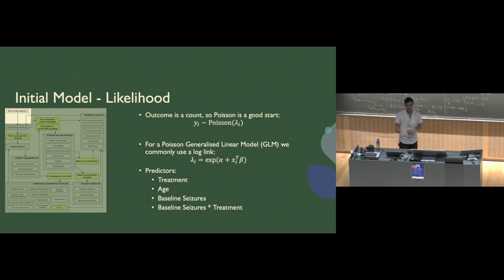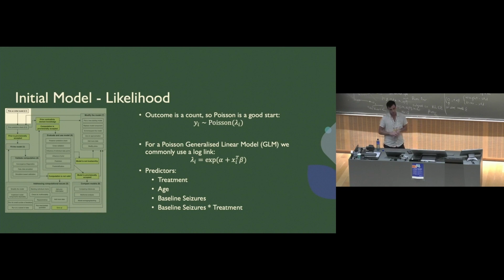When we use this in a Poisson context, we need these to be positive because if lambda is specifying the mean of our distribution, well, a count can't have a negative mean for its rate. So we commonly use what's called a log link. We model these things on the log scale and they're exponentiated when they're passed to the Poisson. So that is our likelihood distribution.